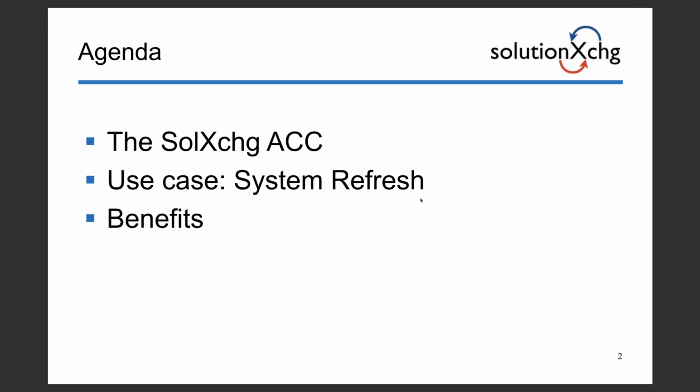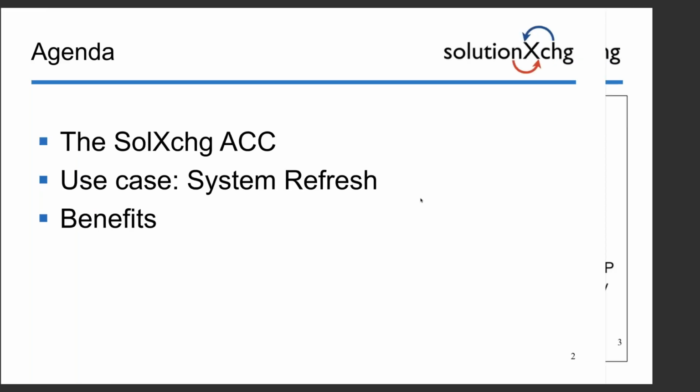As a little overview on the agenda, we are going to introduce the solution, a tool called the ACC or Archive Content Connector by SolutionXchg, using a specific use case, and that is a system refresh like you usually do when you copy your production system onto a QA system to have full production data and configuration available in a quality control environment. We'll talk about the benefits and the system requirements and conclude the session with a few questions at the end.